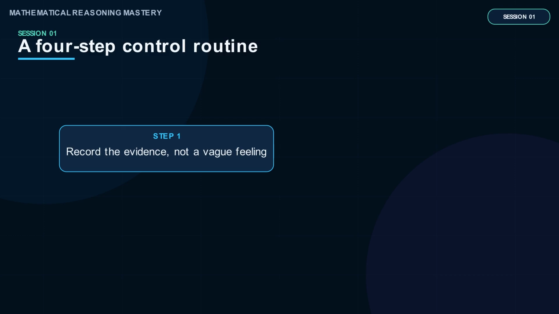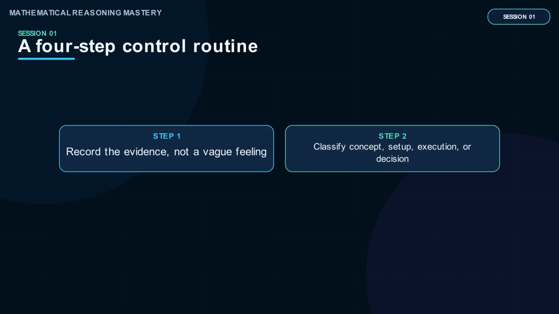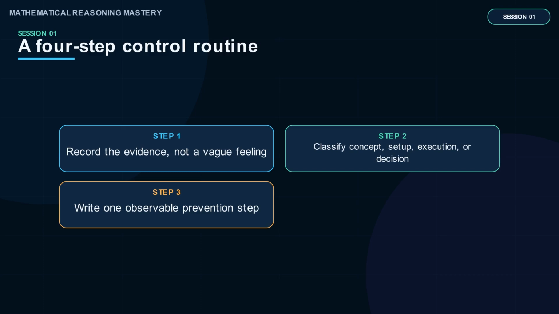Step 1. Record the evidence, not a vague feeling. State the target and preserve its units or conditions. Step 2. Classify concept, setup, execution, or decision. Use a separate line so signs, factors, and labels remain visible. Step 3. Write one observable prevention step. Keep the reasoning efficient, but never skip an operation that could hide an error.